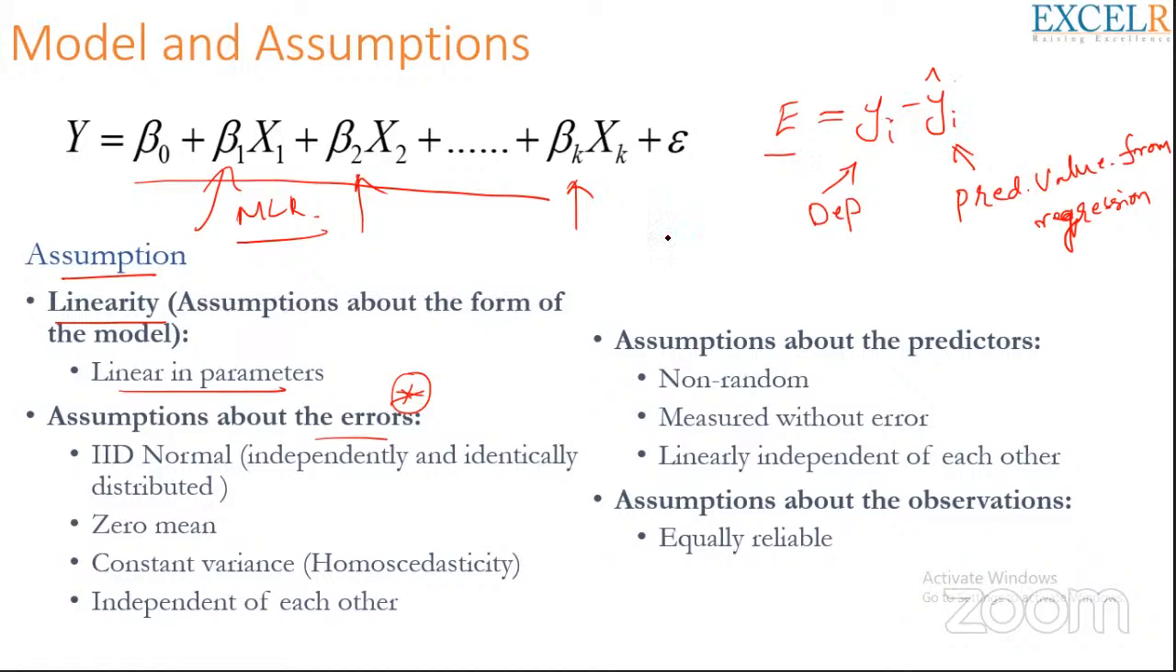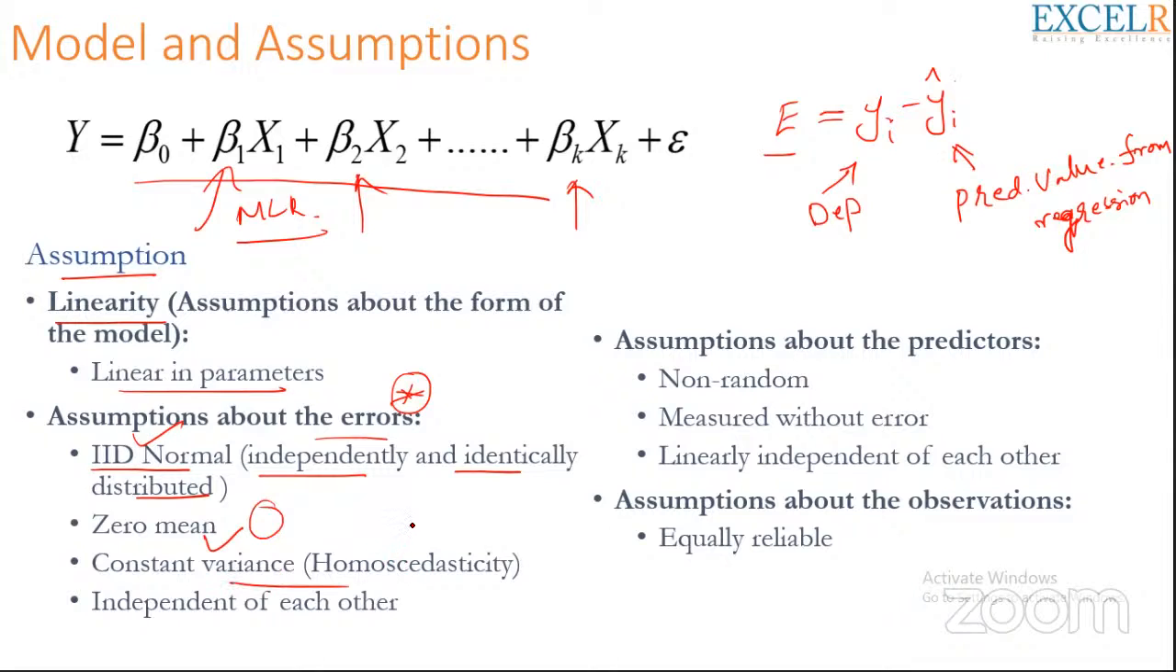Now we are talking about these errors. So errors should be IID, independently and identically distributed. Once you build the regression equation like this, then you compute this error. Then when you collect all the errors, they should be independently and identically distributed. So that is IID. Then how do we check this? Yes, we have methods to check this. And zero mean. So when you compute the mean of the errors across all the data points, the mean should be 0.